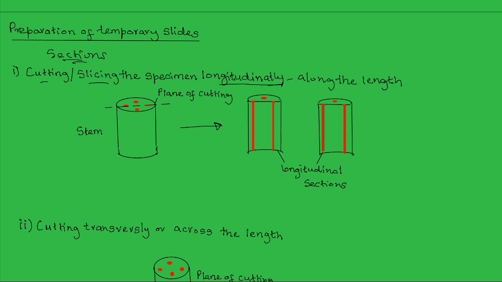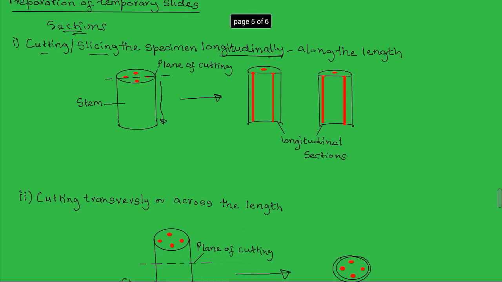For example, if this is a stem, if the cutting is done along the length, that is the plane of cutting, then there will be two halves produced that display the longitudinal section. So when this stem is cut into half longitudinally, what would be obtained are these longitudinal sections, and they display the internal tissues along the length of the stem.